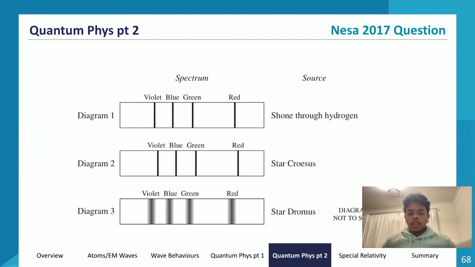Let's go through a question now. So we have these three spectrums. Let's go through the question. Now let's compare the differences between these things, right? So let's have these three questions.